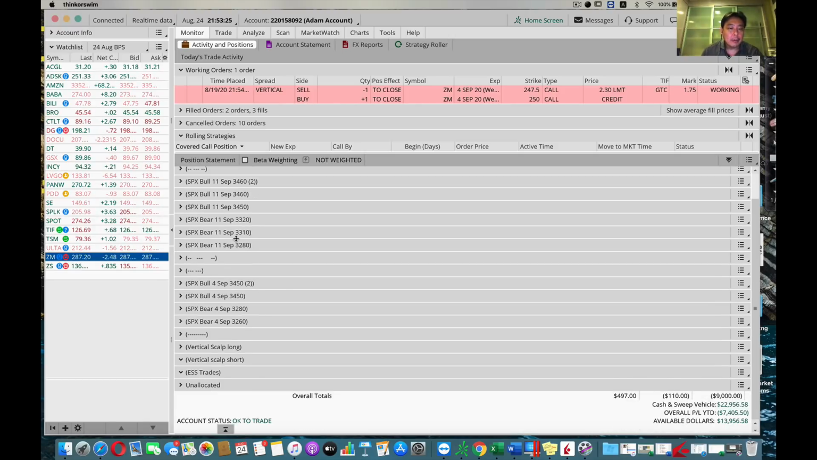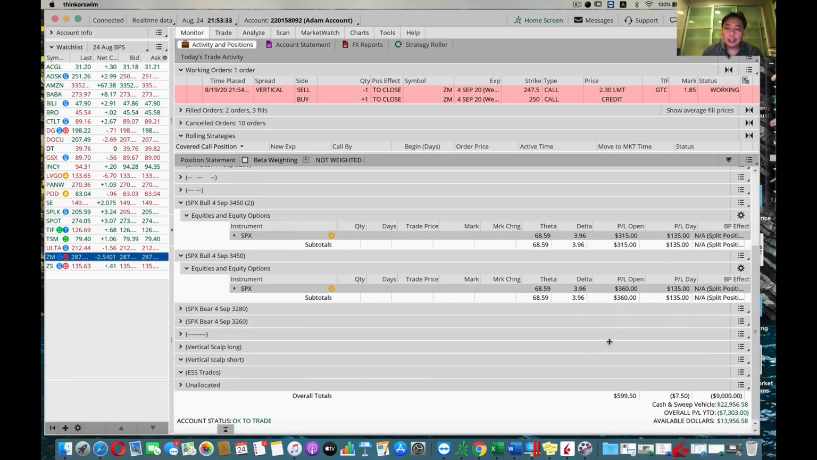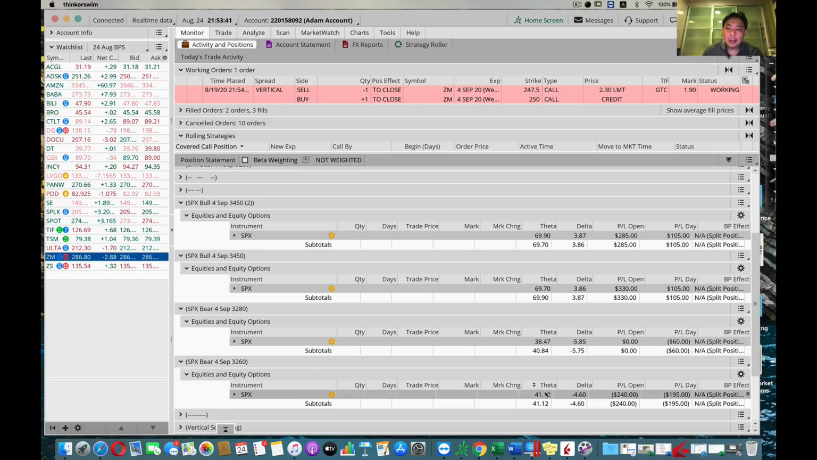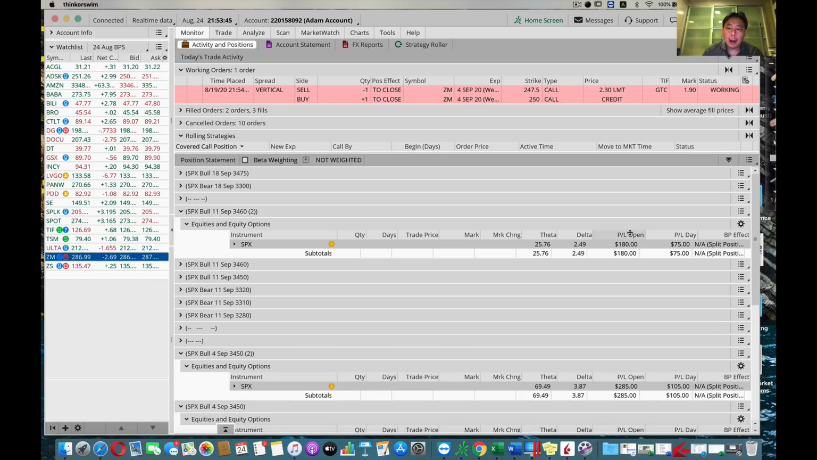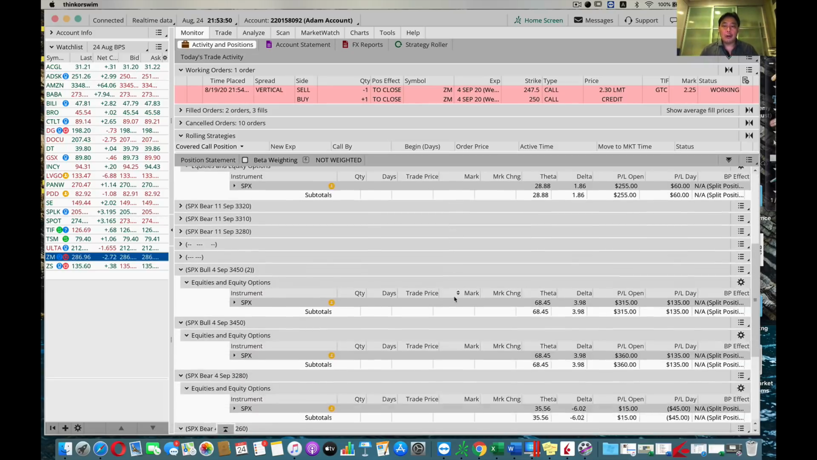SnipeX trades. For example, this one over here, you can see that's now making $300. That's making $360. That's just down $30, and that's down $240. And this one is up $180, $180. So I group them.